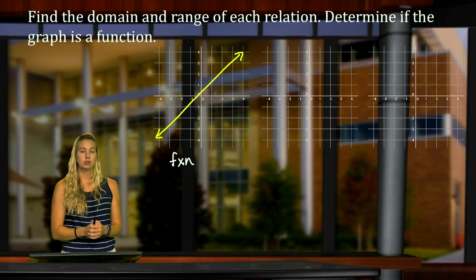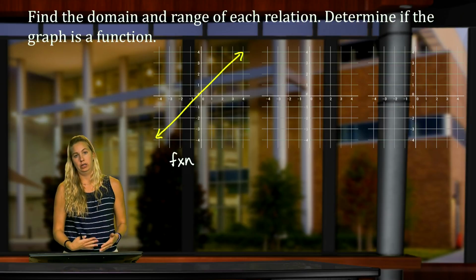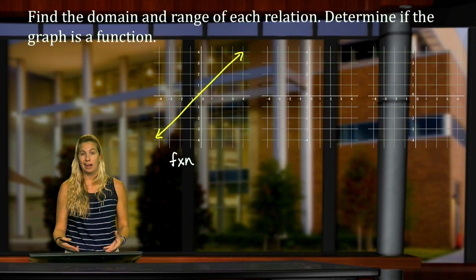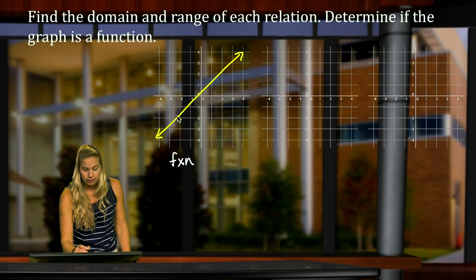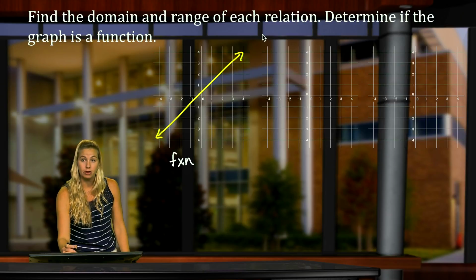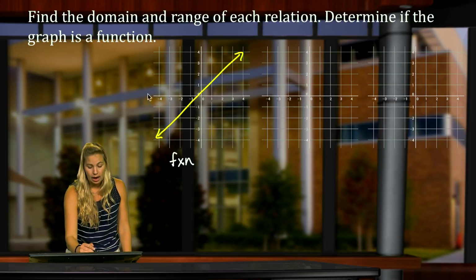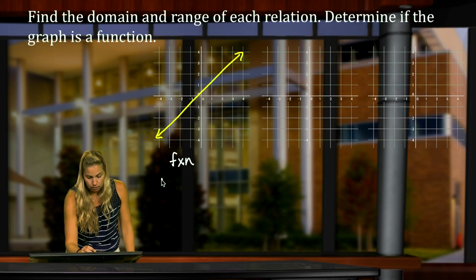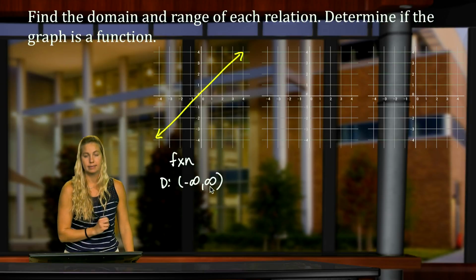For the domain and range, what we're trying to do is look to see where our graph is bounded. For the domain, we want to look at the x-axis. So if I think about this graph continuing on forever and ever in both directions, I'm not going to be able to bound it between any 2 values on the x-axis, which means the domain is going to be from -infinity to +infinity.